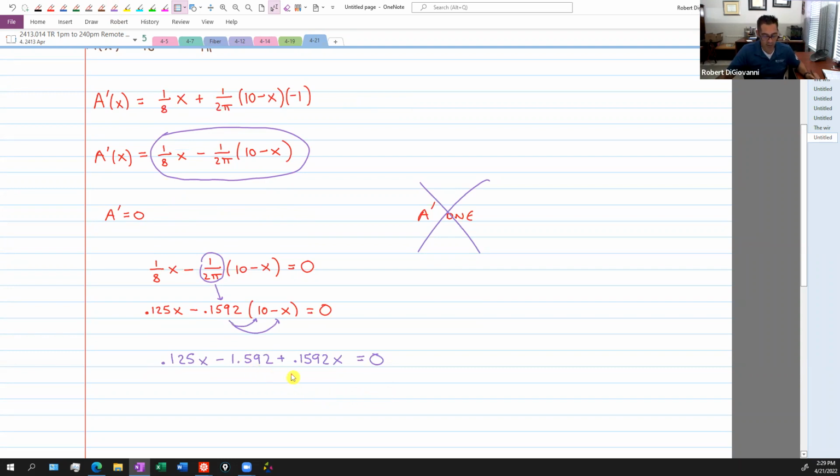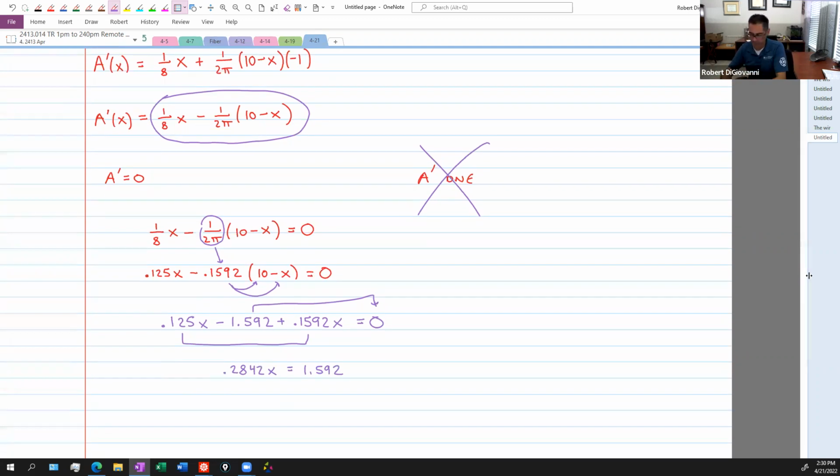We have like terms. We can put these two together. So 0.125x plus 0.1592x is 0.2842x. And then I'm going to take this to the other side. Equals 1.592. And then just divide both sides. So x is equal to, how am I doing on time? Okay, 5.602, something like that.